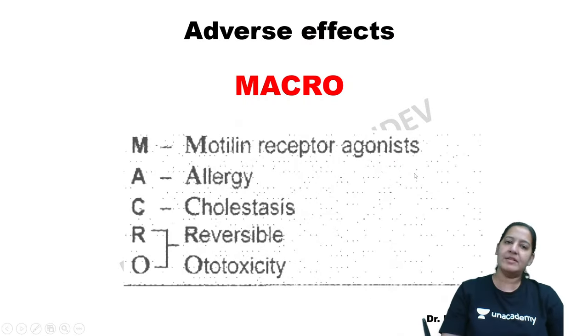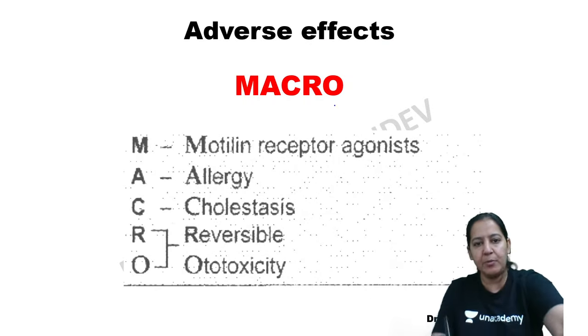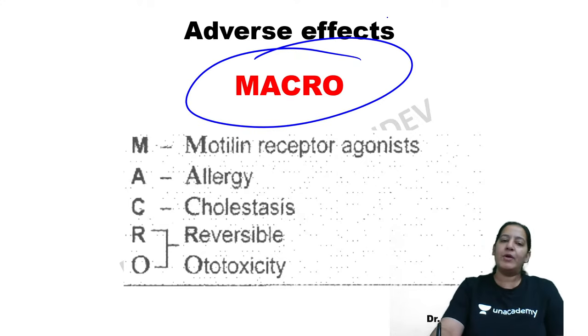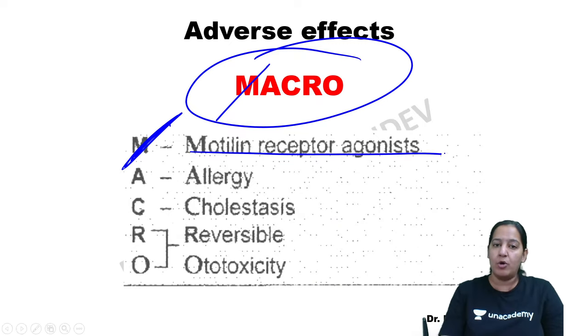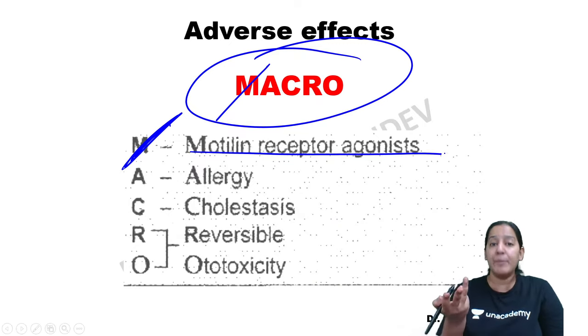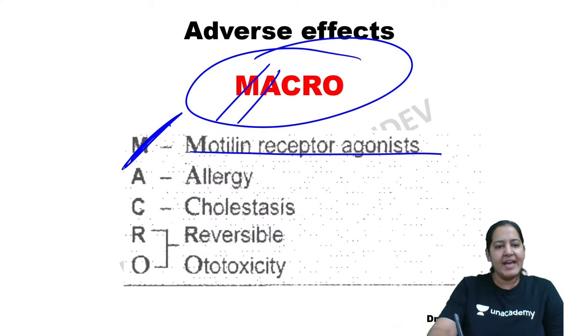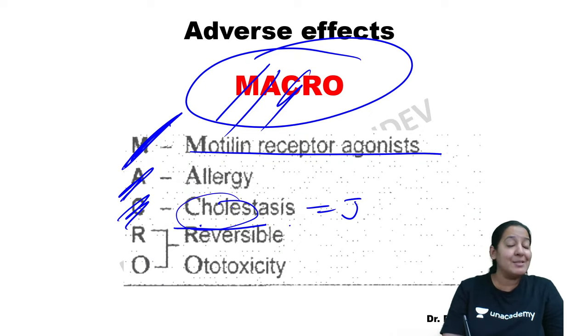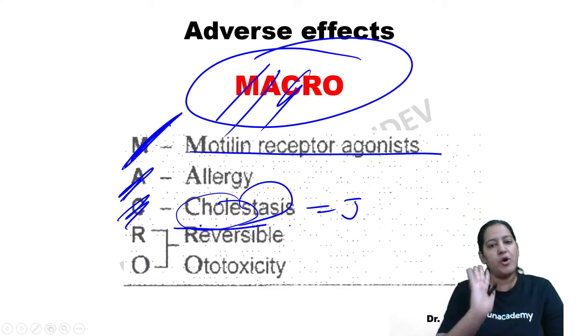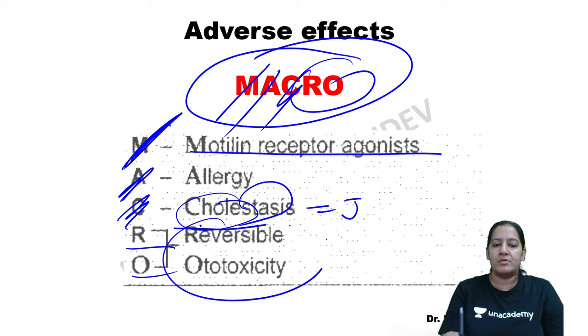Right. Now coming to the adverse effects. The mnemonic is MACRO. What is MACRO? M is motilin receptor agonist. You will say, ma'am, what does this mean? Where is the motilin receptor in the body? I will tell you, don't worry. A is allergy. C is cholestasis. By cholestasis I mean jaundice. Chole means pigment, the pigment is bilirubin, and stasis means stopped. So it is obstructive jaundice. And RO is reversible ototoxicity.